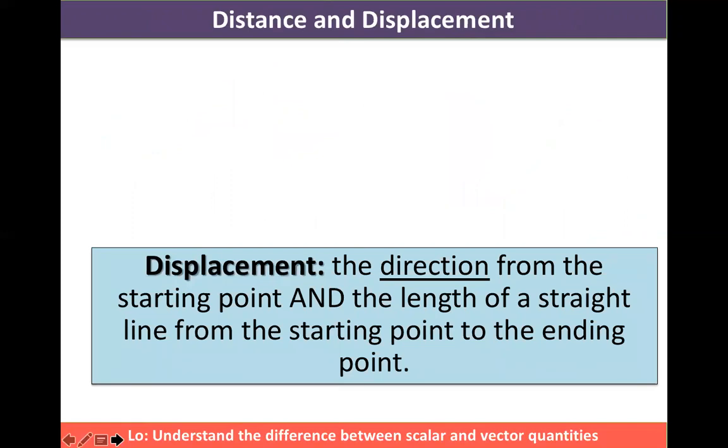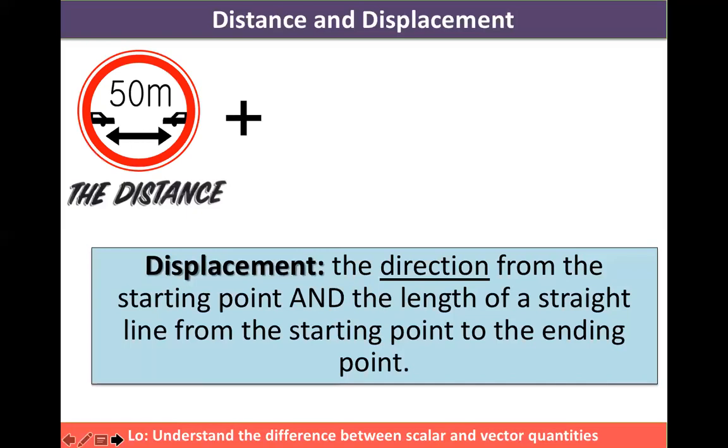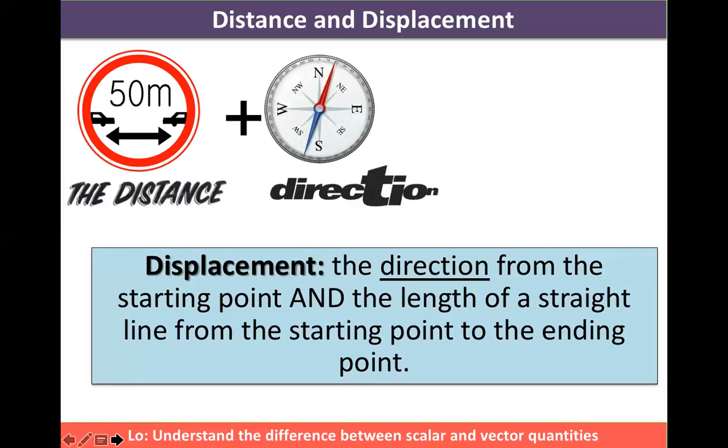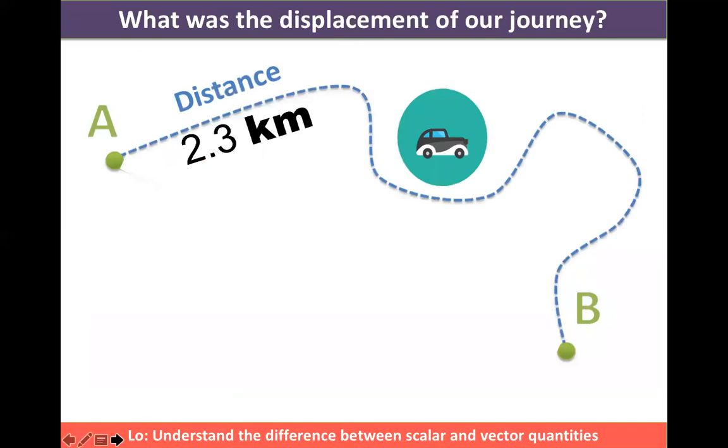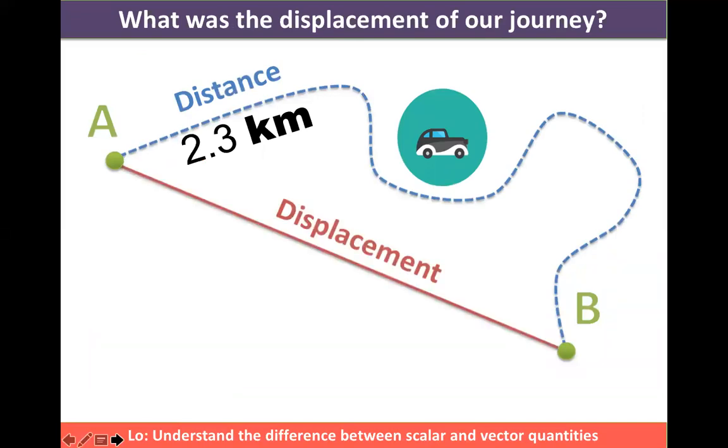Displacement is the direction from the starting point where you start and the length of a straight line from the starting point to the ending point. So distance plus a direction gives you displacement. When I have a distance and a direction, that gives me displacement. So if we look at this picture, distance is 2.3 kilometers. Displacement is from A to B in a straight line.